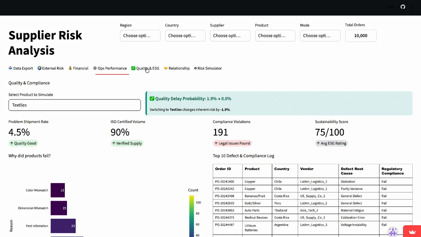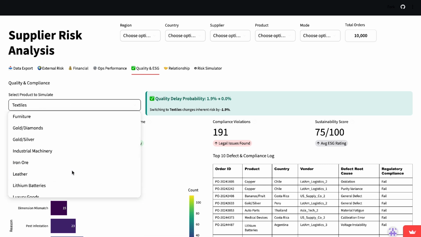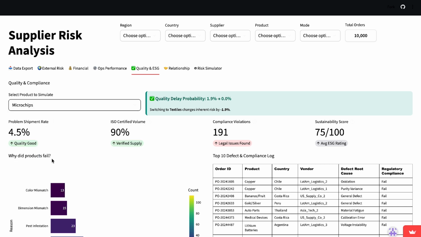Now let's move to quality. Here we encode product complexity. If you see here, textile has almost zero to no risk, but when I change it to microchip, the model jumps almost 5.1% because it knows complex products naturally drive failure rate.